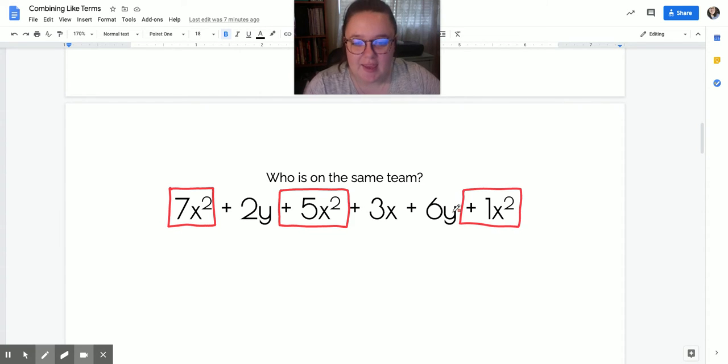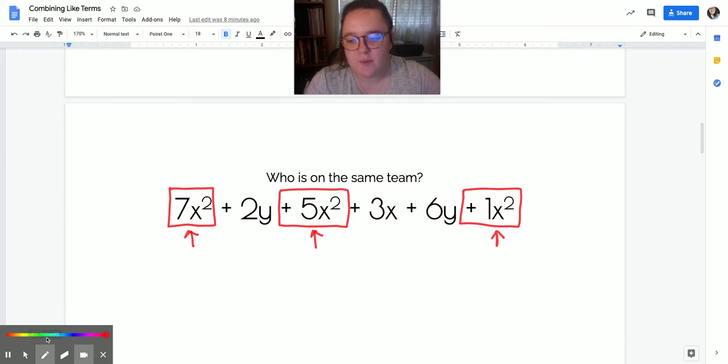Those 3 all x squareds, the 7x squared, the 5x squared, the 1x squared, are all like terms, right? That's that new vocabulary word. They are like terms, right? They're all wearing x squared jerseys. Those I could combine, and we're going to talk about how to combine them in a second. We're just talking about, can you identify the like terms yet? So here is our like terms, but there's some other terms still in this expression that I haven't used. We can't forget about any of them. They're all in the game here.